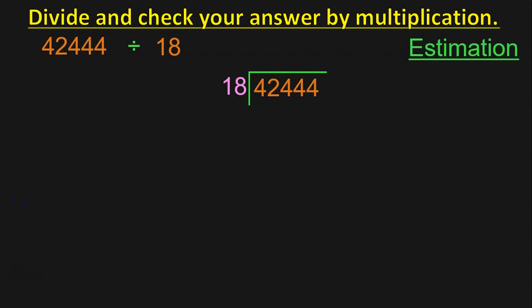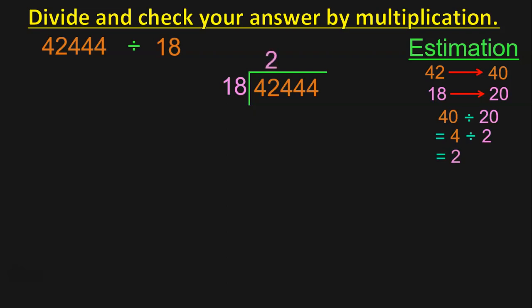So we will be using the method of estimation. Let us first round off 42 to the nearest tens. What will you get? You will get 40. Rounding off 18 to the nearest tens, you will get 20. This is the best method to find out what could be the quotient. So now it could be 40 divided by 20, which is nothing but 4 divided by 2, which is 2. So we can take the quotient to be 2 now.